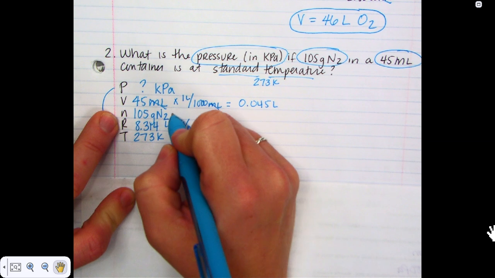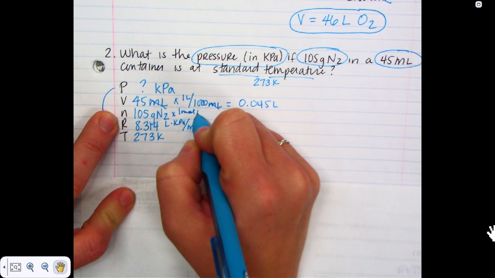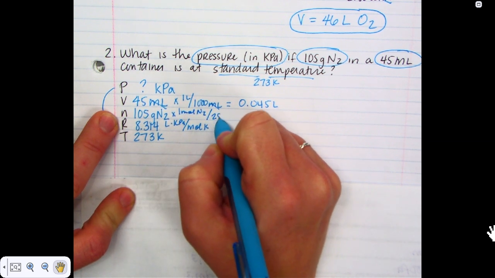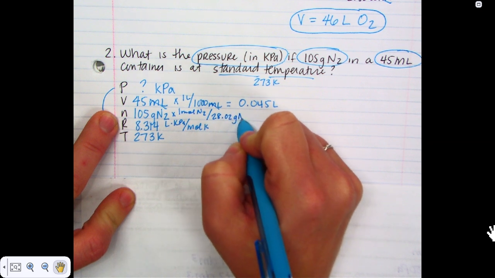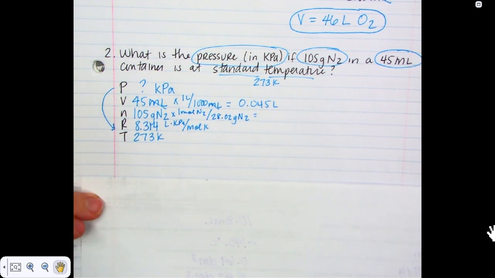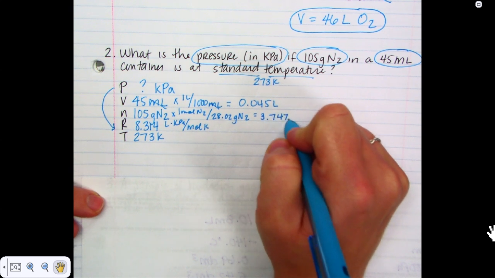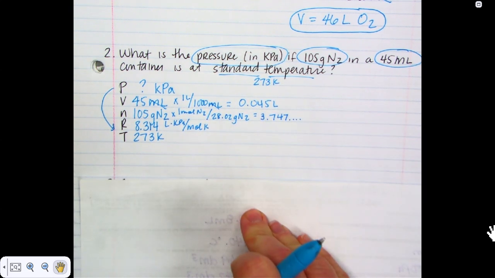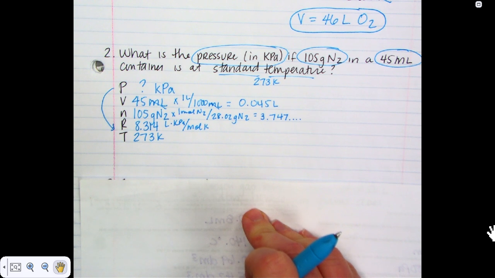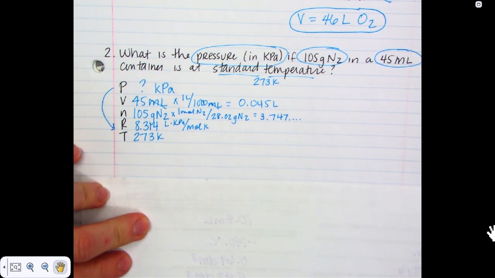Okay, then I've got my grams. I need to go to moles. 1 mole N2 over 28.02 grams N2, and that time it does give me kind of a long number, so I'm just going to write down the beginning of it and keep the rest of it in my calculator, 3.747 and change. And everything else looks good, no other conversions required.